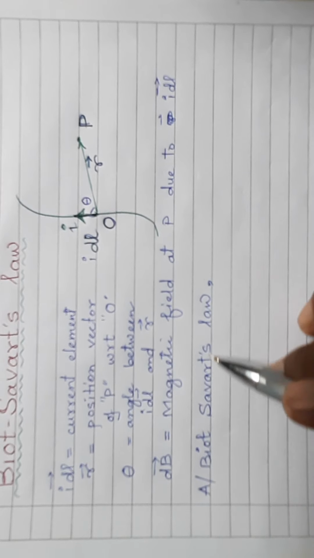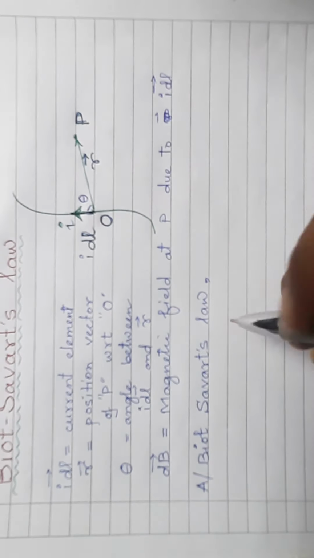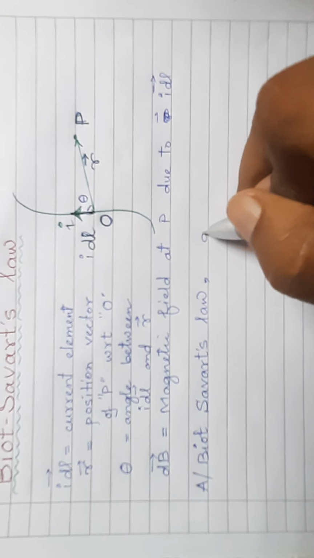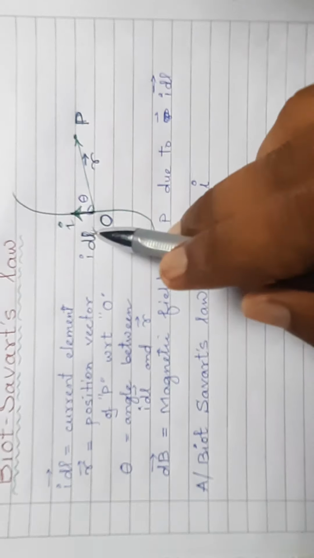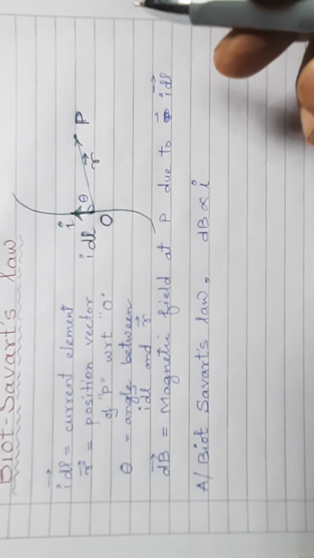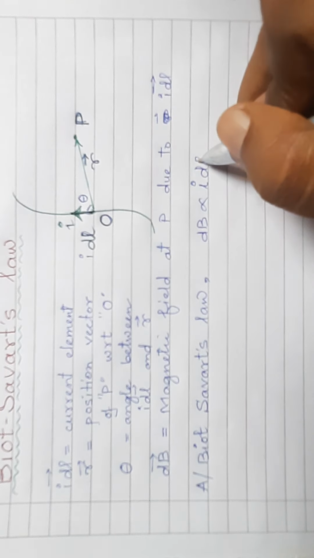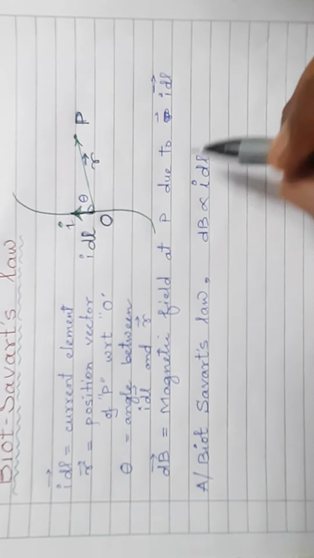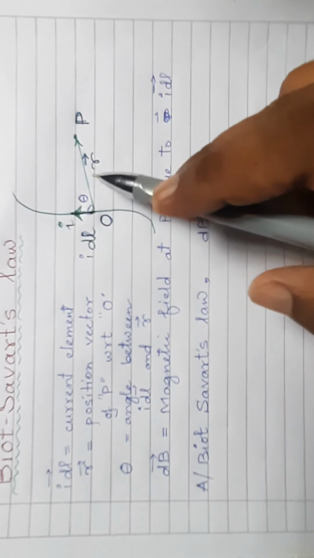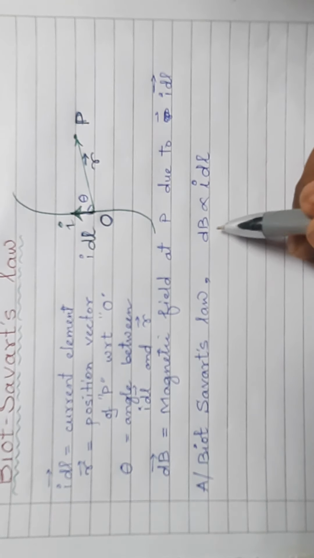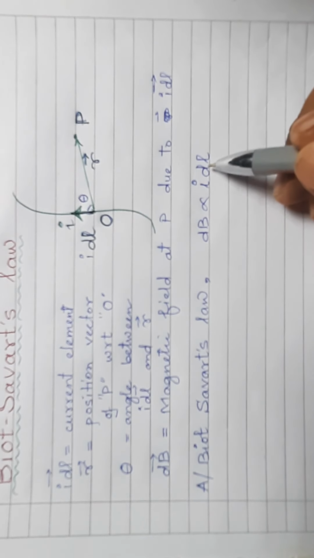Now, according to Biot-Savart's law, what does this magnetic field depend on? The magnetic field dB is directly proportional to the current. More is the current, more will be the magnetic field. It also depends on the length, so it is directly proportional to the length. More is the length of the conductor, more will be the magnetic field. If you combine, we can say magnetic field is directly proportional to the current element. Idl is called the current element.